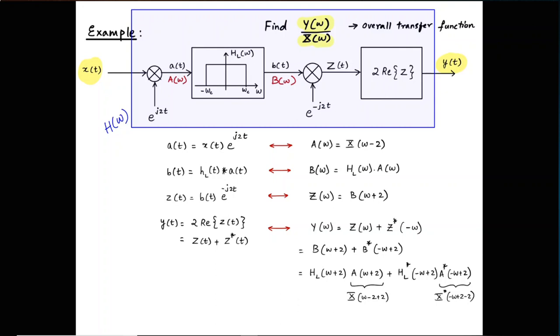Let me erase that. That's it. All right, so let's see how well we have used this. Let's do this in unit operations, one operation at a time.